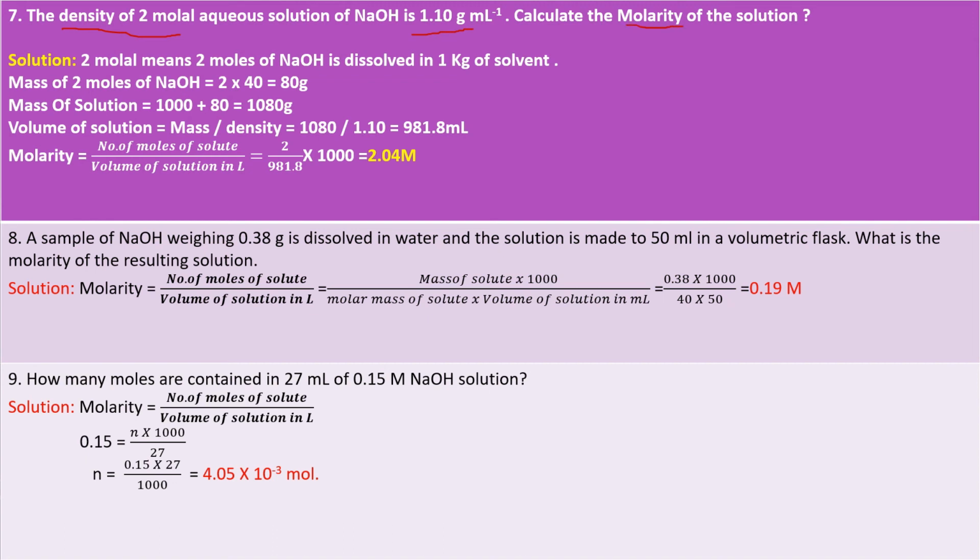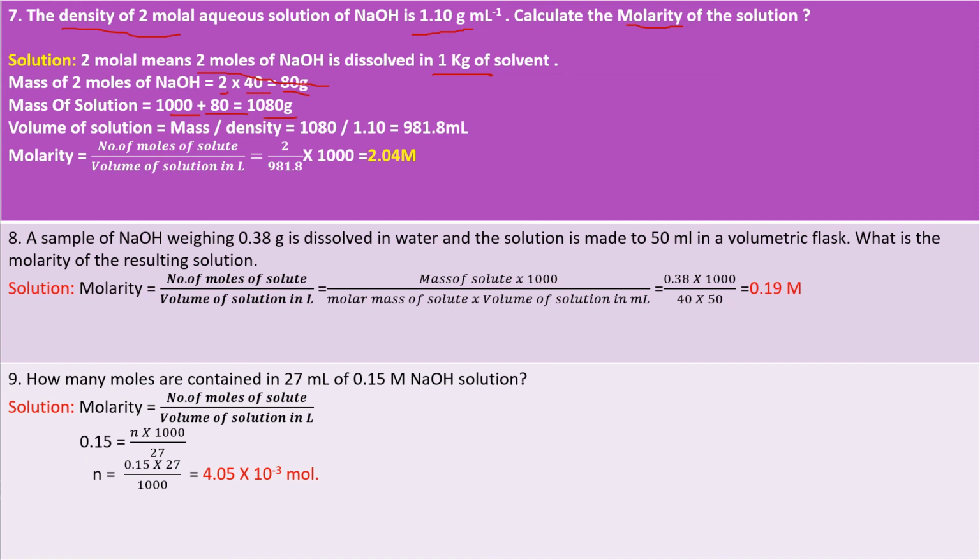Now 2 molar means 2 moles of NaOH is dissolved in 1 kg of solvent. Now mass of 2 moles of NaOH is equal to 2 into molar mass of NaOH, that is 40, it is equal to 80 gram. Now mass of solution: 1000 is the mass of solvent, 80 is the mass of solute, so the mass of the solution is 1080 gram.